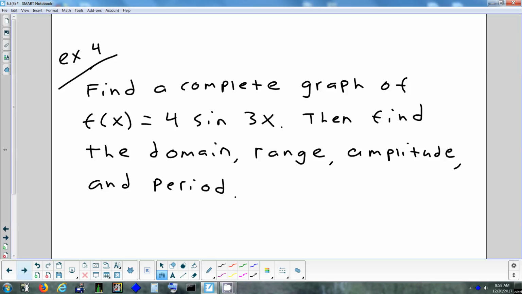All right, so now some of these questions are going to get it using the calculator. It says find a complete graph. That's how you know you're using a calculator. Of 4 sine 3x. Okay, and when we say find a complete graph, let's say I want to see 2 periods on the screen. So I want to see 2 full cycles of that graph.